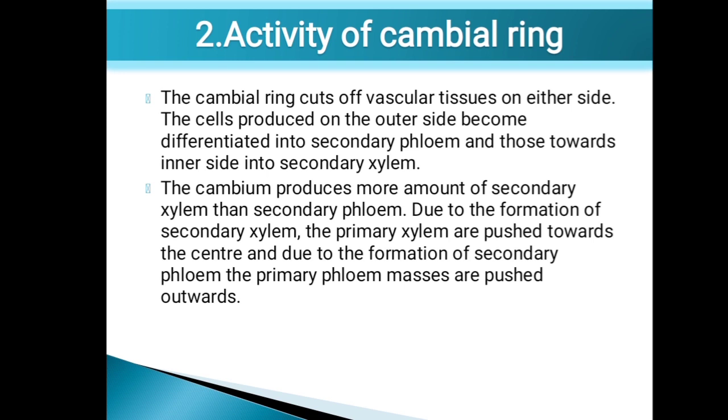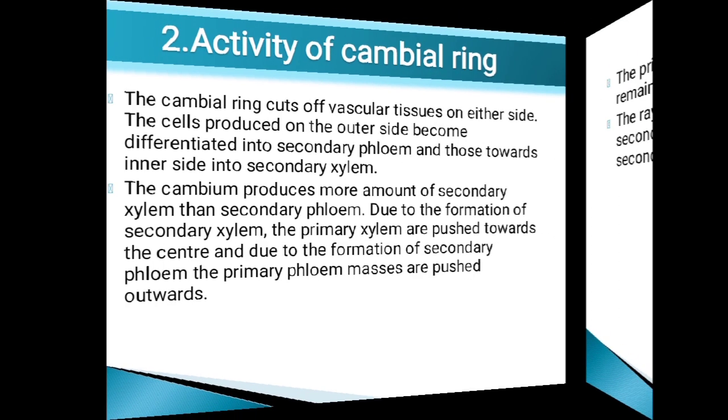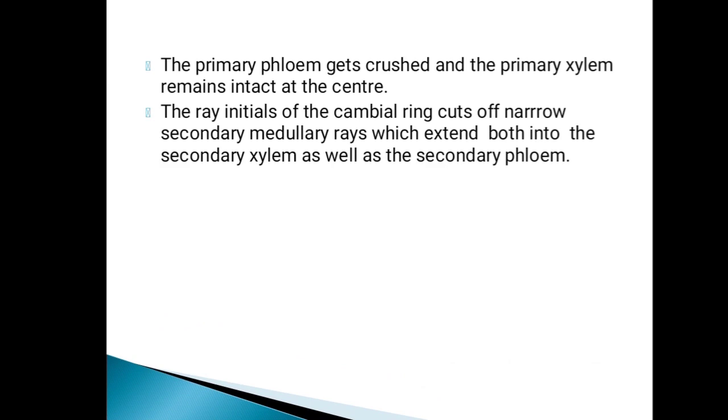Due to the formation of secondary xylem, the primary xylem is pushed towards the center, and due to the formation of secondary phloem, the primary phloem is pushed outward. So the primary phloem gets crushed and the primary xylem remains intact at the center. The ray initials of the cambial ring cut off narrow secondary medullary rays which extend both into the secondary xylem as well as the secondary phloem.